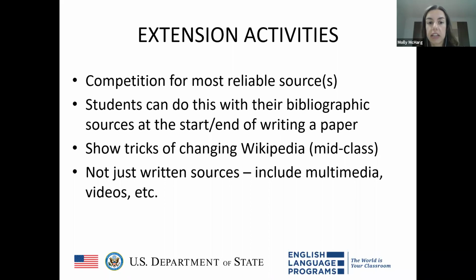Another idea is that students can do this with their own bibliographic sources at the start or the end of writing a paper. So let's say a university student is writing a research paper and they have 10 sources. Maybe I tell them, maybe not on a wall with a big thing, but maybe they have to number which ones they think are really solid, good sources and which ones are not so much. And I tell students too, it's okay to have a range. Maybe you will have some sources that are not the most authoritative, but you should always be striving to have the most authoritative, the sources that you can have the most confidence in.